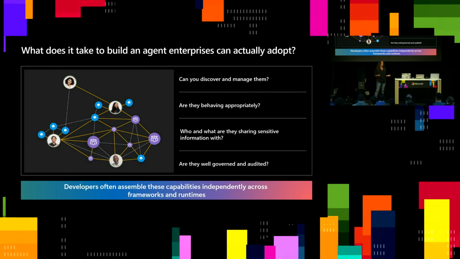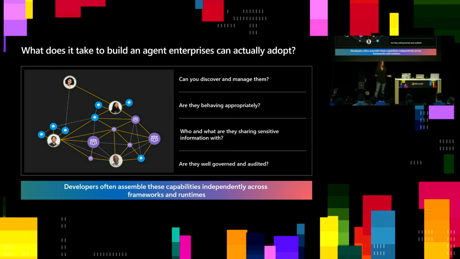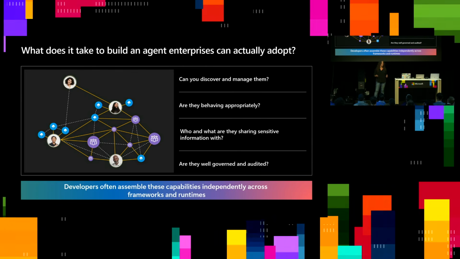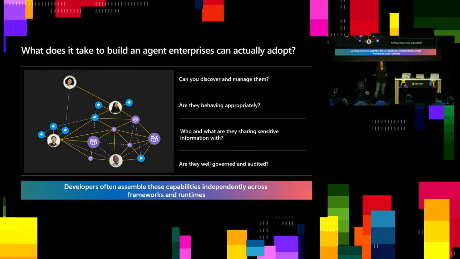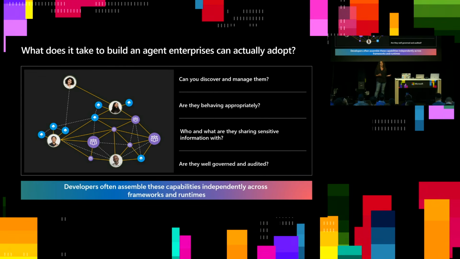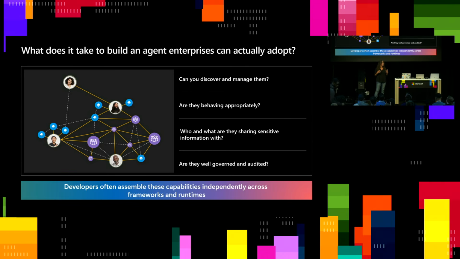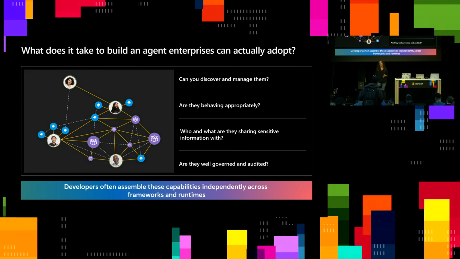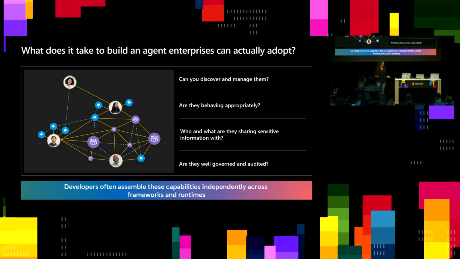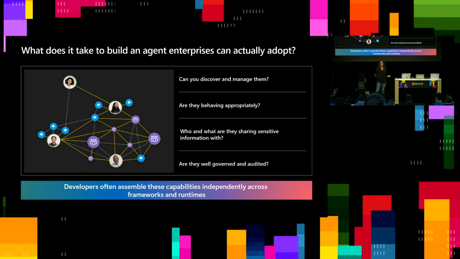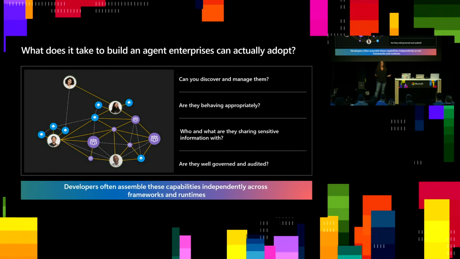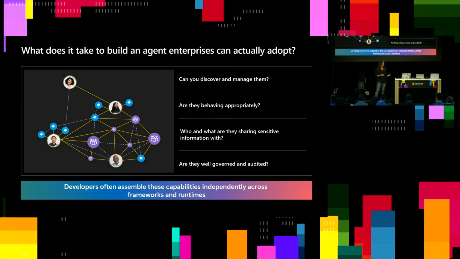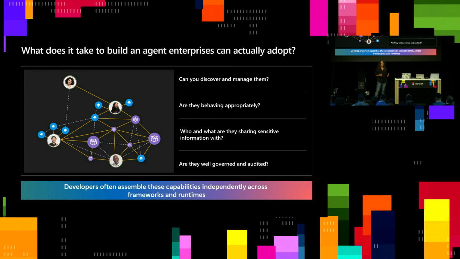But the question that comes is, can our organization discover all these agents? Can they manage them? Are they behaving properly? Is my agent behaving based on the intent I wanted it to have? Is it breaking with the intent? Is it misusing the tools I connected to it? Is it oversharing data or leaking data? And can it be governed and audited at the end of the day? And usually as developers, we take different frameworks and different products to make that happen.